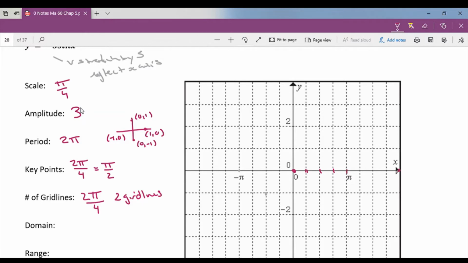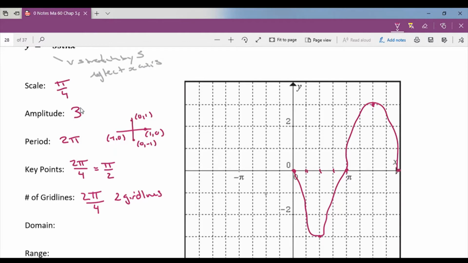And what is that key point? Well, from 0, 0, I'm going to go down to -3 in 2 grid lines. And then in another 2 grid lines, I'm going to come up to 0. And then in another 2 grid lines, I'm going to go up to 3. And then in 2 grid lines, I'm going to come down to 0. And that gives me this nice graph of y equals -3 sine x.